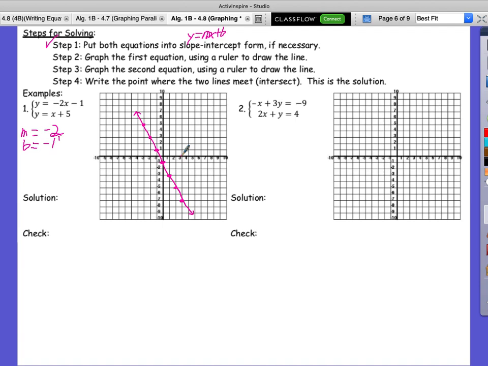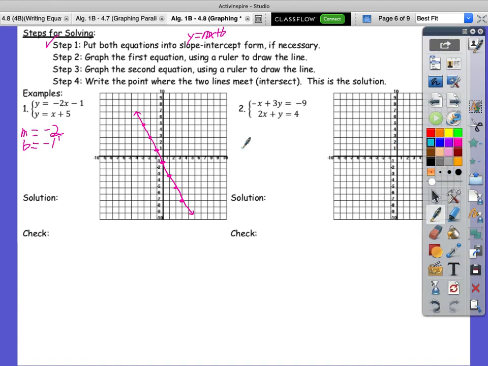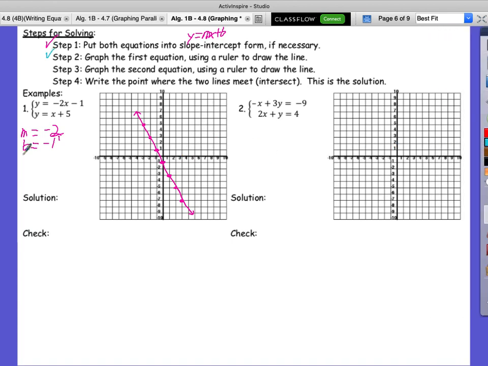Okay. So next, we graph the first line. Now we're gonna graph the second line. So we need our m and our b for the second line. Y equals x plus 5. What's the m here? Hayden? 1. Very good. What's our b going to be here? X plus 5. What's our b? 5. Very good.